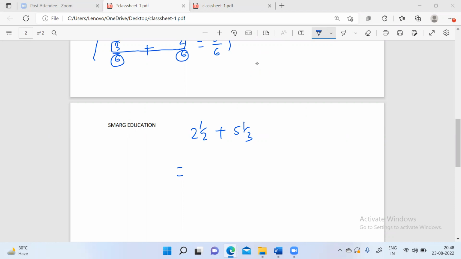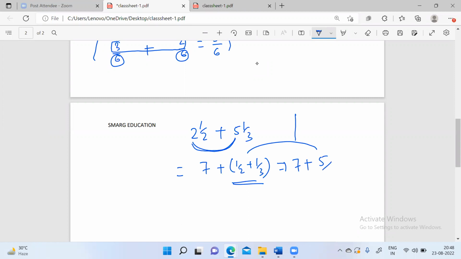No. Of course we have always done it in this way, but here you don't have to. You just add the integer parts, keeping them separate. So we have 2 plus 5, 7, and then we have 1 by 2 and 1 by 3 to add. Now it will become very simple. 7 is already there, and this has now become 5 by 6. So the final answer will be 7 5 by 6.